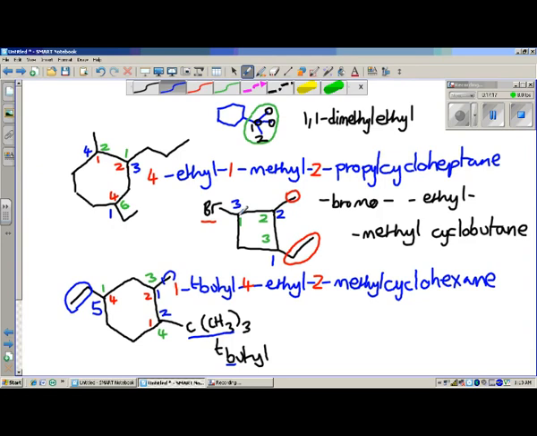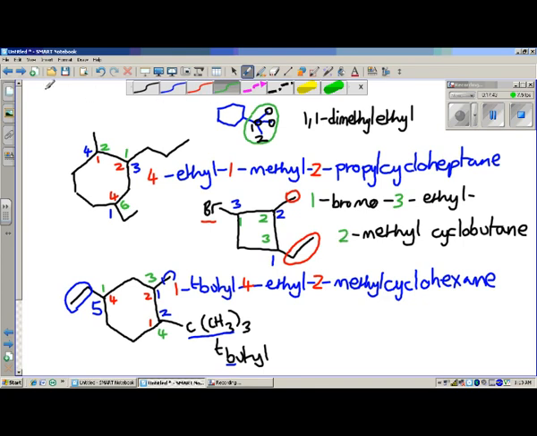So therefore, which color system would we use here? Would it be green or blue? Well, bromine comes first alphabetically, so we give it the 1. So therefore, 1-bromo, 3-ethyl, 2-methyl, cyclobutane. So you can see for halides, you just treat them the same way you would normal substituents.